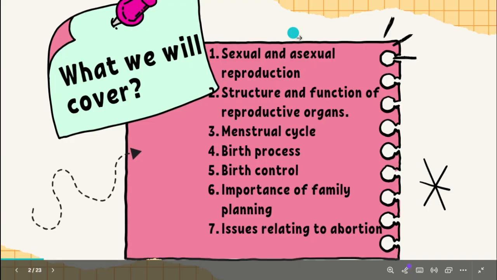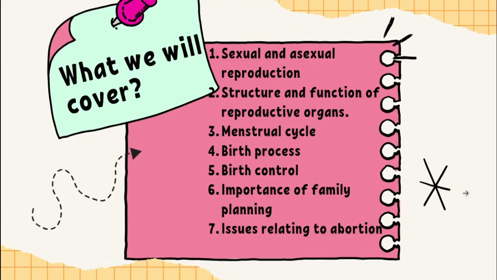So basically the goal is we want to get through these particular topics. The reproductive system is very broad, and there's a lot that goes into it. What we want to talk about is sexual and asexual reproduction, the structure and function of our reproductive organs, both for the male and the female, although the female one I'm going to take up a bit more time because a lot more goes on there. Then you have the menstrual cycle, the birth process, birth control, the importance of family planning, and then the issues relating to abortion. This is just a quick crash course, so we're going to take our time and go over everything in a timely manner.